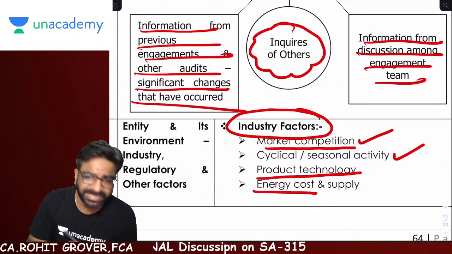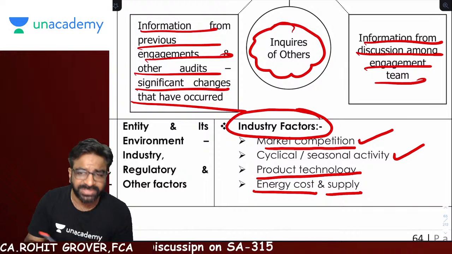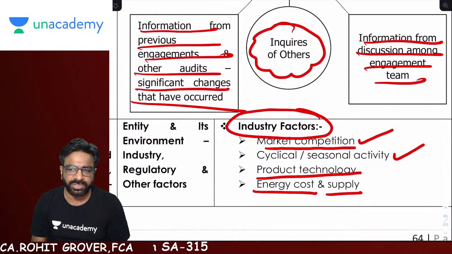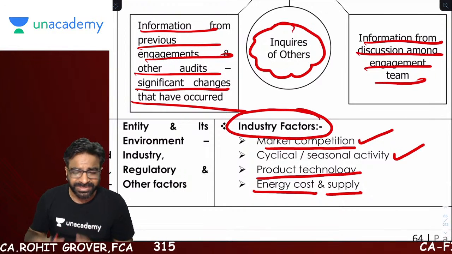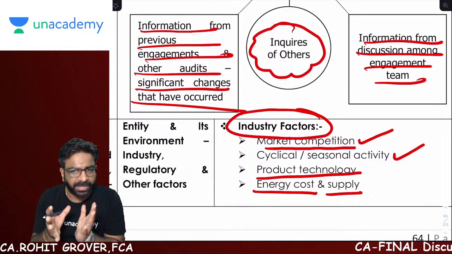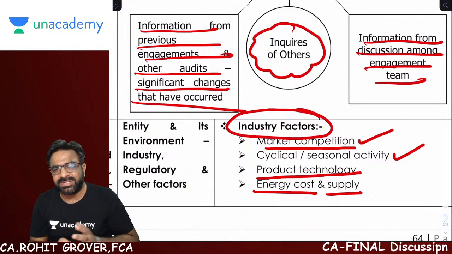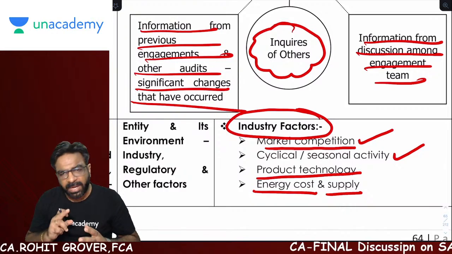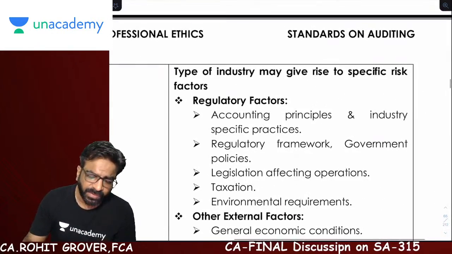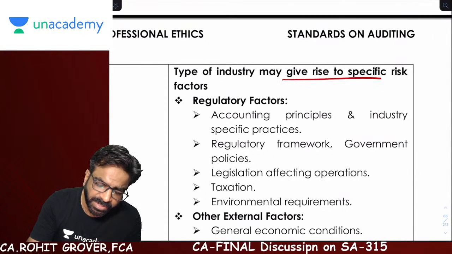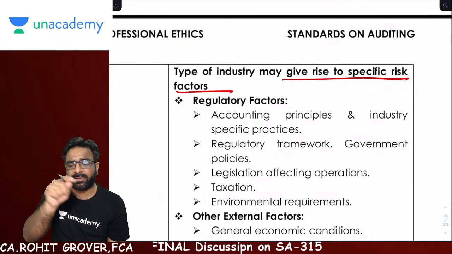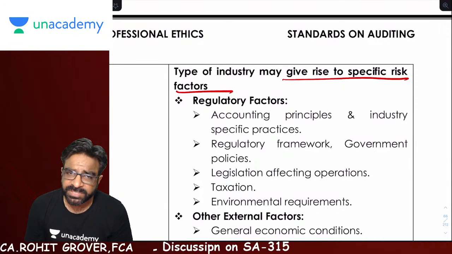Then what is the energy consumption, and what is the energy cost and supply? How much is your energy cost and how much is the supply of energy to the entity for the production activity? So these industry factors will give you an idea about the environment of the entity: the market competition, seasonal and cyclical activities, production technology, and energy cost and supply. Then we have to understand that the type of industry may give rise to specific risk factors. In which kind of industry you are operating may give you various types of specific risk.